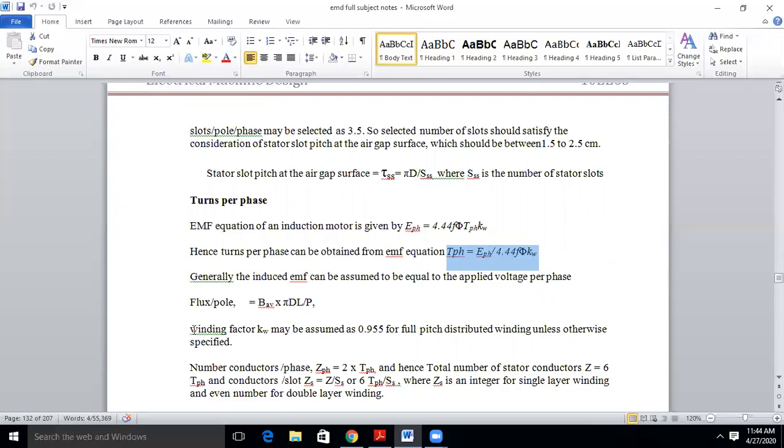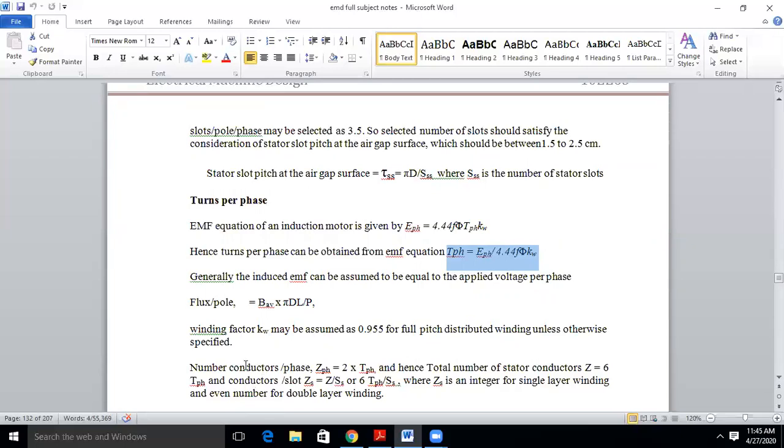Here the winding factor Kw may be assumed as 0.955 for full pitch distributed winding unless otherwise specified. If it is specified, then we have to take that particular value. If it is not specified, then we need to take Kw as 0.955.